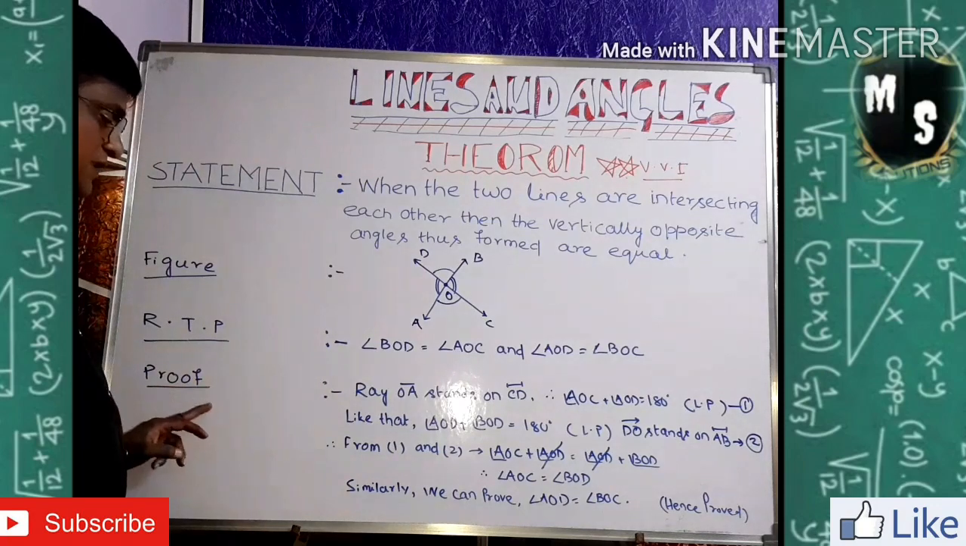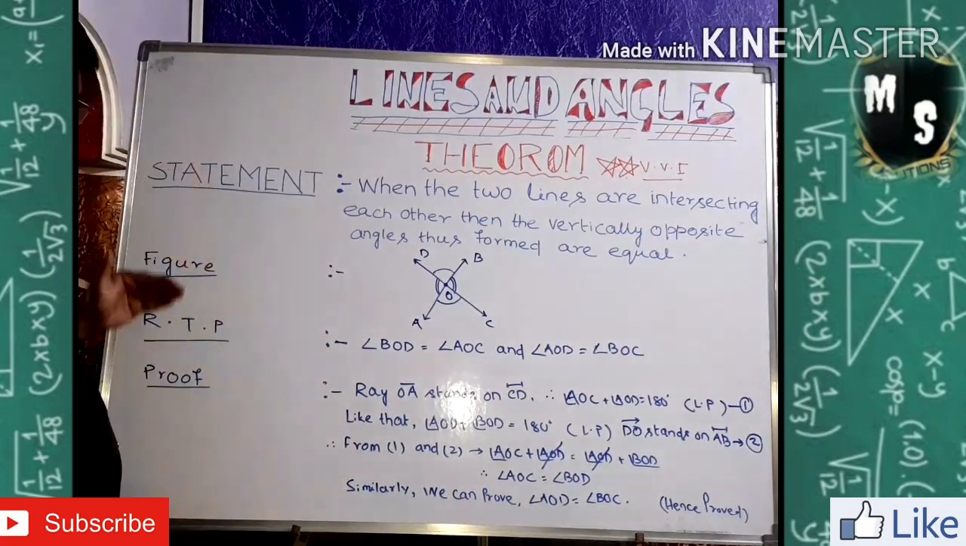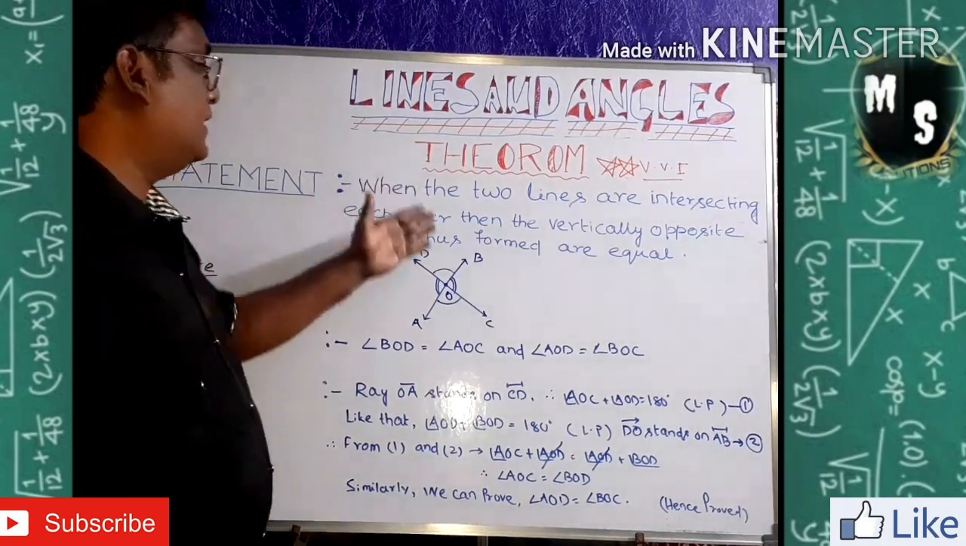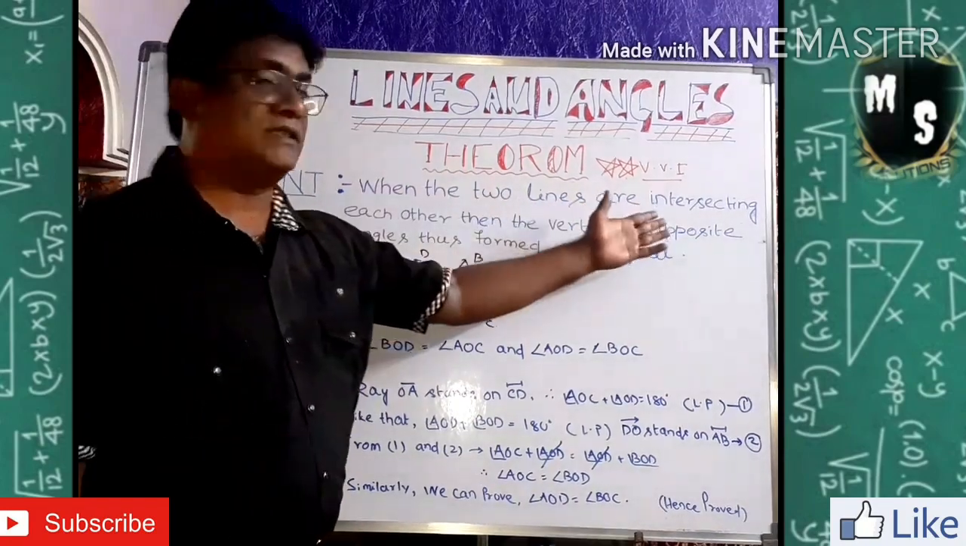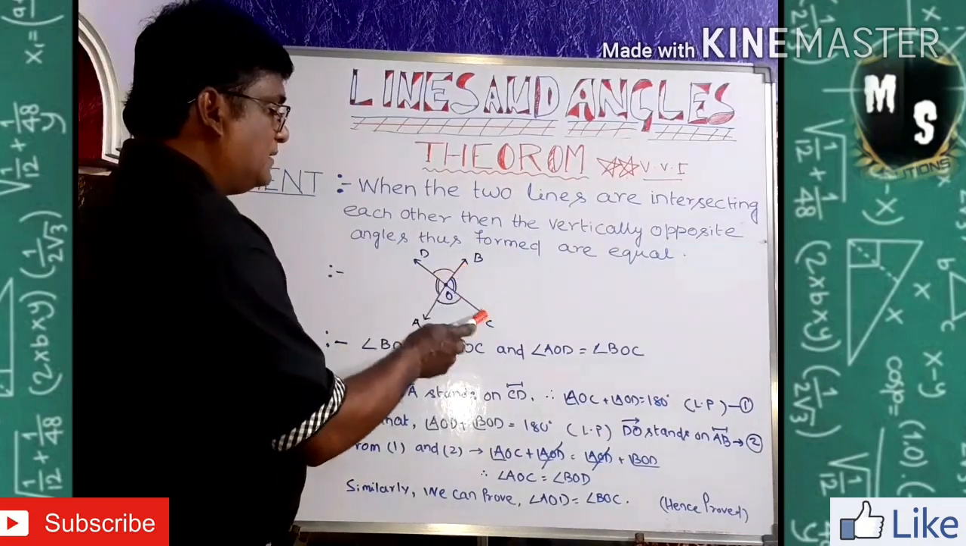Then the proof is there. How to do the proof: all will be in one line. These things must be maintained. Also go to the figure by reading the statement. Let's go for it. When two lines are intersecting, let my two lines on my figure be AB and CD.